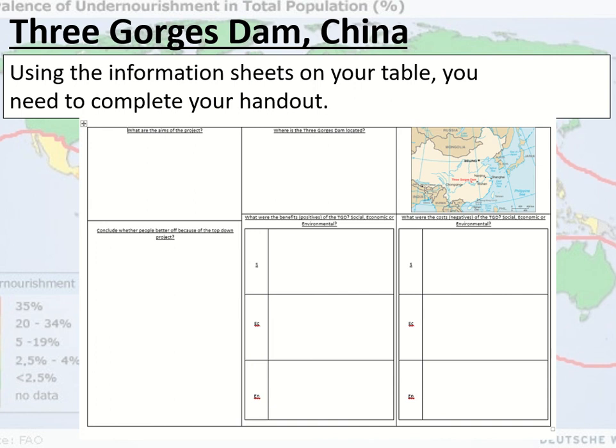So now we know in principle what top-down development projects are. You need to have an example, and you've already seen an example of the Three Gorges Dam, an image of it. We're going to get more information for you on the Three Gorges Dam for you to complete. So that's what the rest of this session is going to be dedicated to.